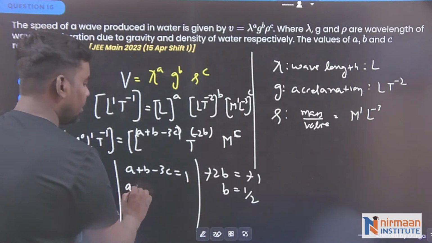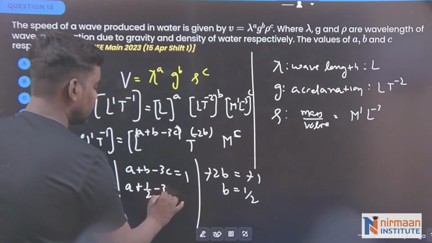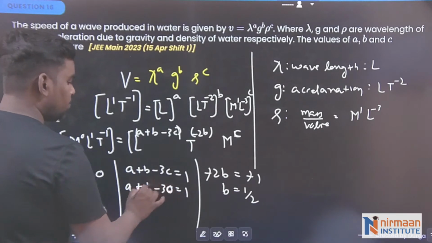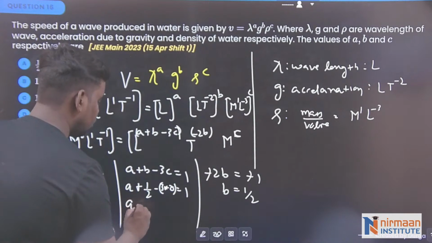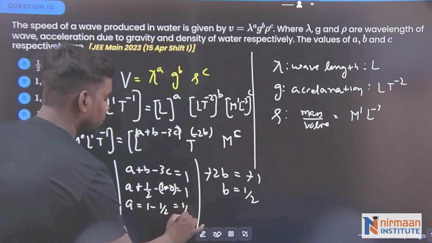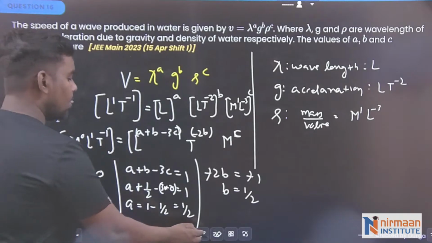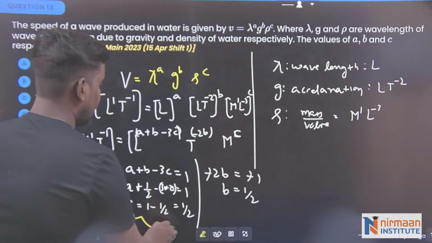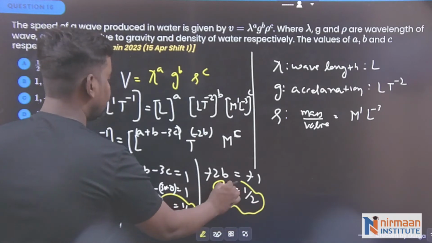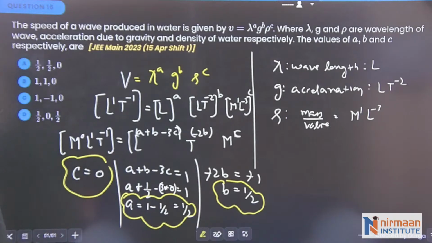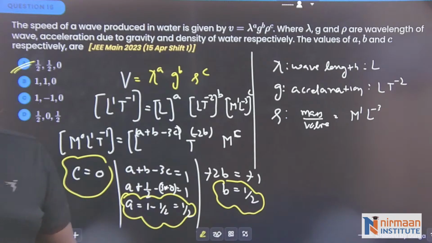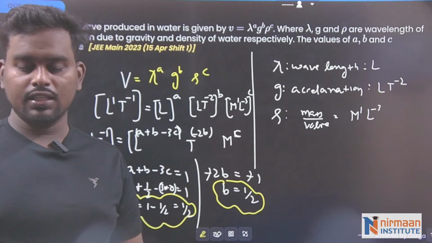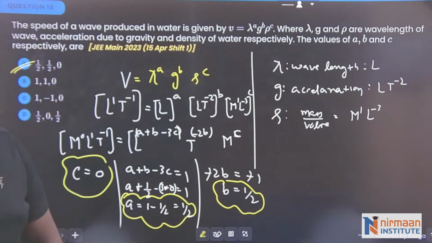So put it here: a plus 1 by 2 minus 3c is equal to 1. c is 0, so a is equal to 1 minus half, which is half. So a is half, b is half, c is 0, option A. I hope you got this. I left only one question, take it as homework, please solve it and let me know in the next class.